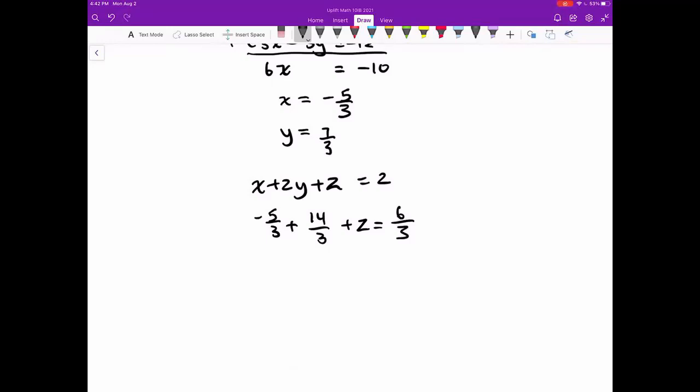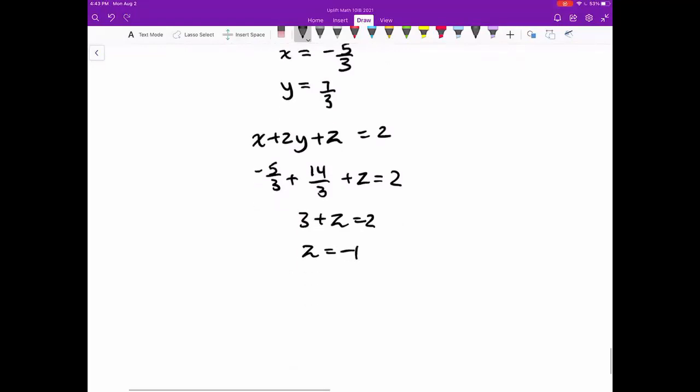And then here we have 9 over 3, just 3. So 3 plus z is equal to 2. That would mean z is equal to negative 1. So we have a 3-dimensional coordinate now.